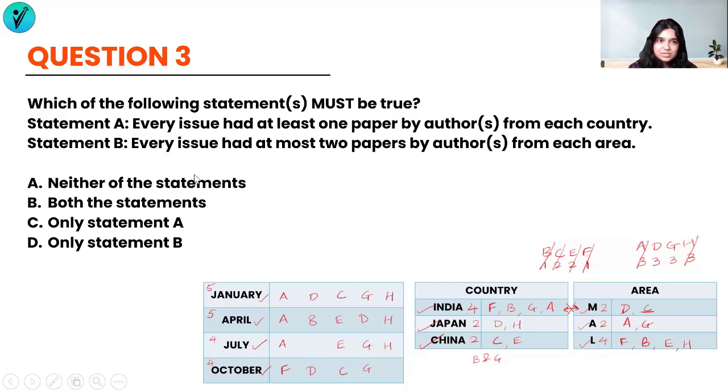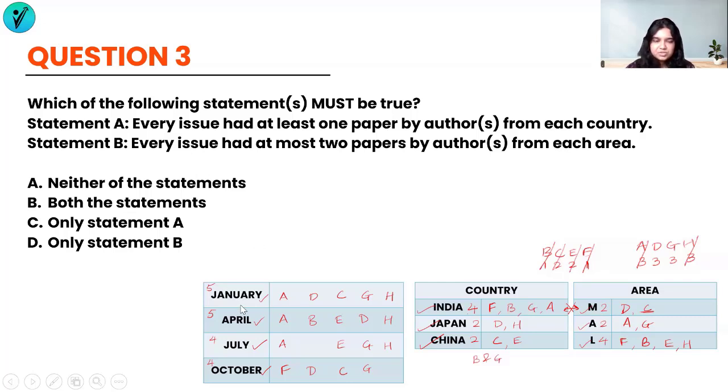The next question is here. Which of the following statements must be true? So they have to be 100% true without a doubt. Statement A says, every issue had at least 1 paper by author or authors from each country. Every issue had each country, basically. That is what statement A says.